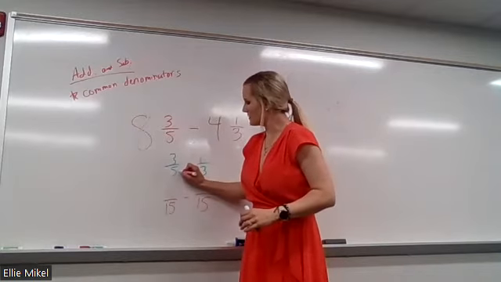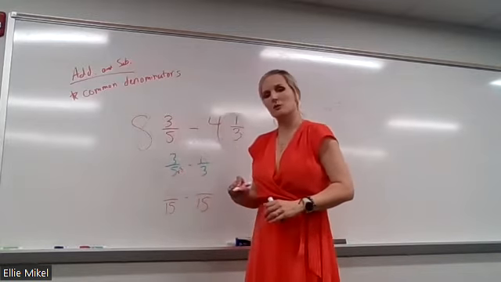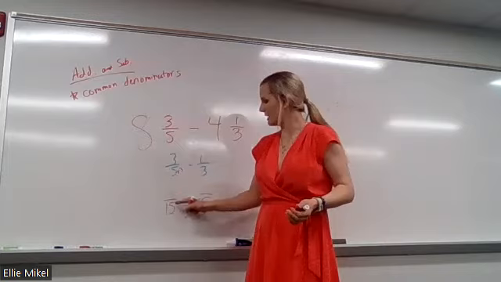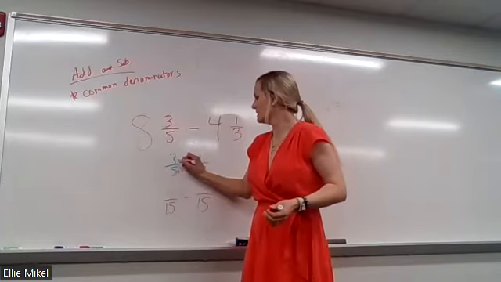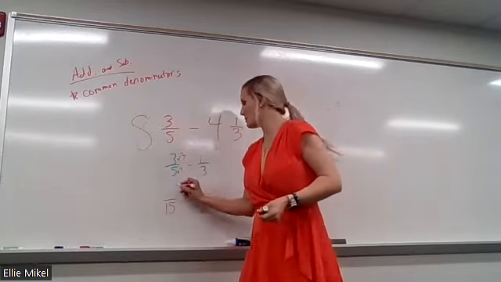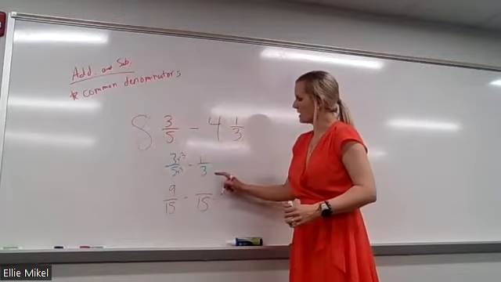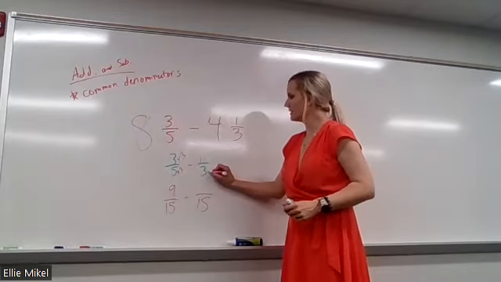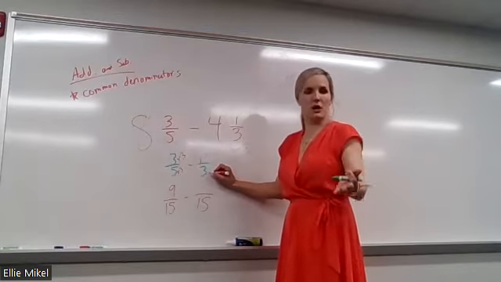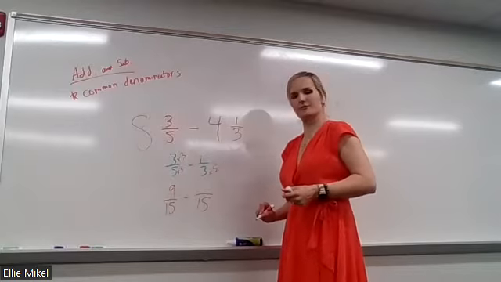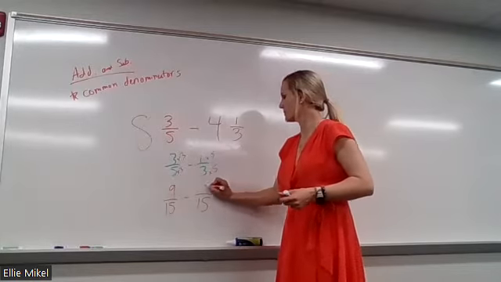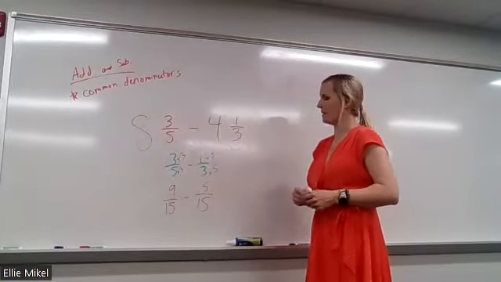Since 5 is changing to 15, remember that we multiplied that by 3 to get there, right? 5 times 3 is what gives me 15. So we have to do the same thing to the top, and that gives me 9. Now looking at the 1/3, 3 is changing to 15. 3 times what gives us 15? 5. So we do the same thing to the top number. 1 times 5 gives me 5.